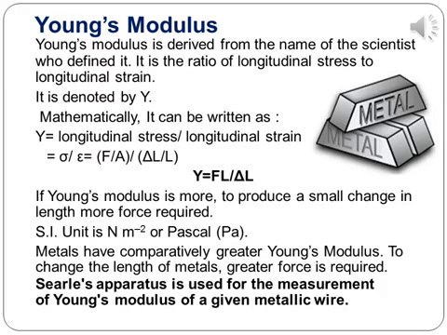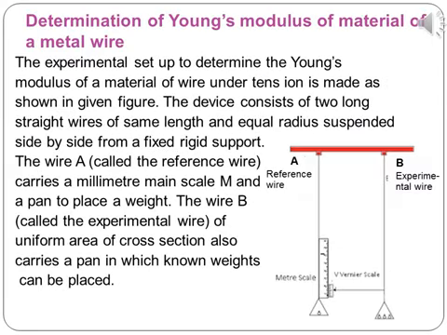What is the name of the device used for measuring the Young's modulus of a given metallic wire? The apparatus is Searle's apparatus, used to find Young's modulus of the material of a metal wire. The experimental setup is shown in the given figure.